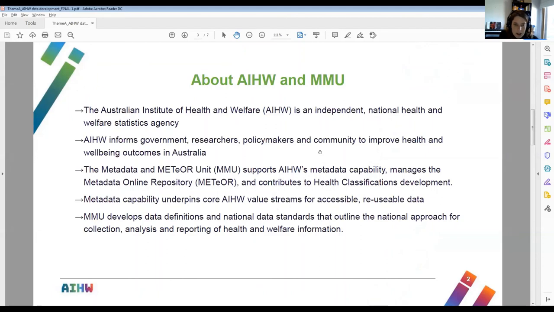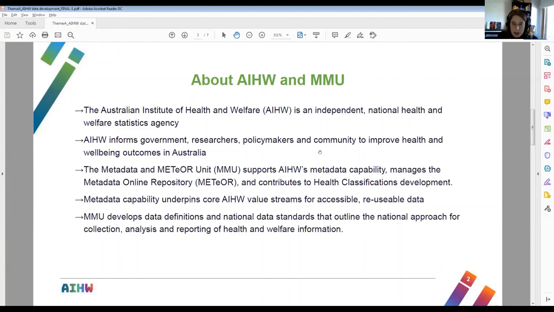The metadata and Meteor unit within AHW supports our metadata capability. Metadata includes all the contextual information required to understand data, for example, the data definitions and code sets. And you would have gathered from Lisa and Julian's presentations earlier that metadata is extremely important, for example, for systematic reviews and the like. So our expertise is in developing national data standards to harmonise collection and reporting across Australia. The benefits of national data standards include accessibility, consistency and comparability for data use and reuse.